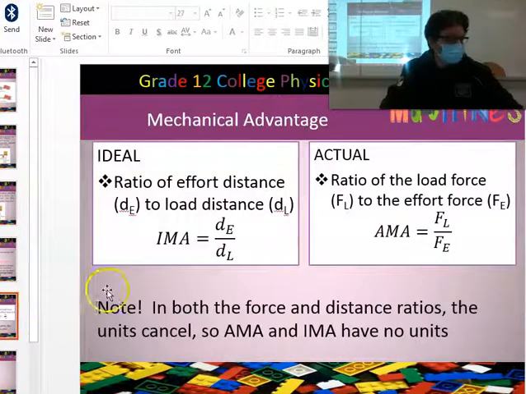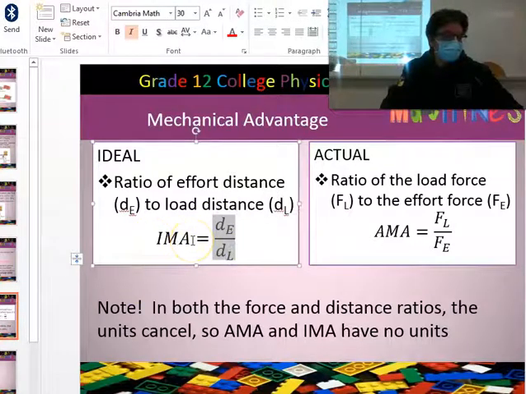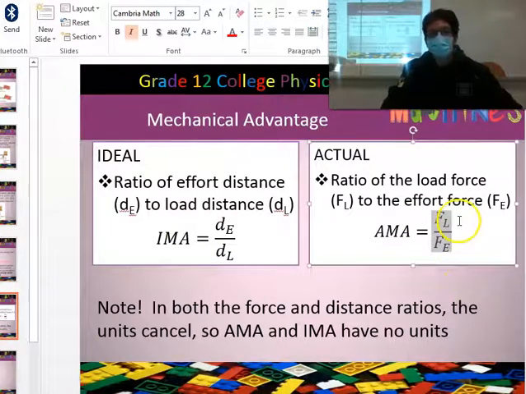So, we call that distance ratio the ideal one, because that is what would equal the force ratio in a world without friction. But in a world with friction, this is the actual mechanical advantage we get. So this is what we call the actual mechanical advantage. Now in the real world, they won't be equal. In an ideal world, they will be.